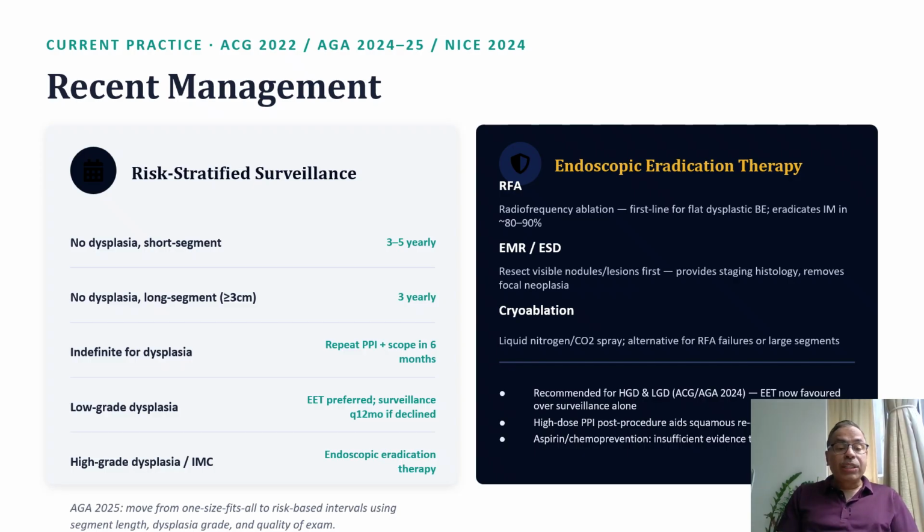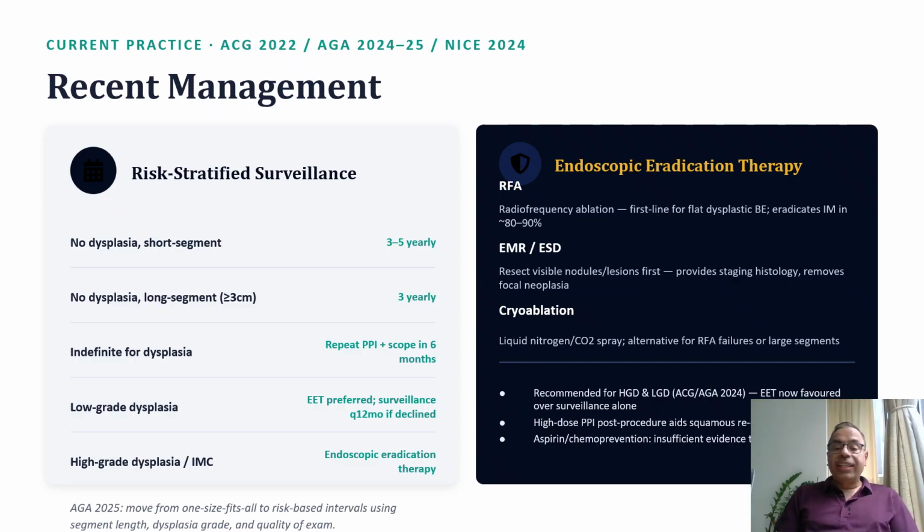in a patient who has got dysplasia, whether low grade or high grade, you would require some sort of endoscopic eradication therapy because these patients are at risk of development of esophageal adenocarcinoma. So here the dysplasia is a key. Presence of dysplasia would shift the management more towards eradication therapy.